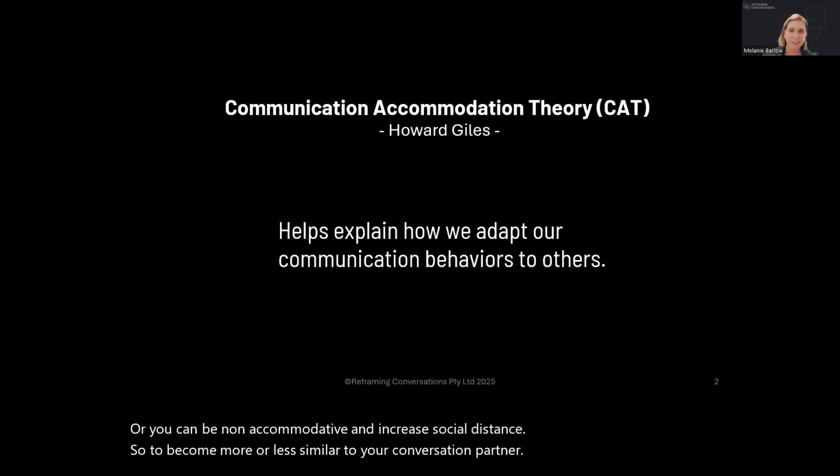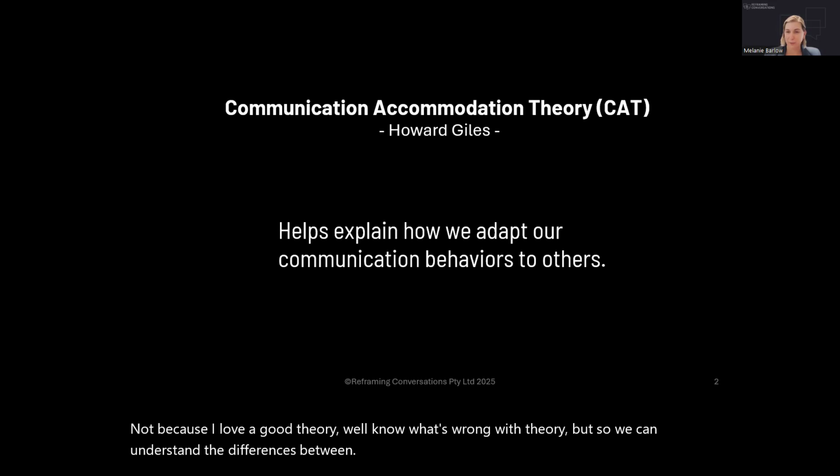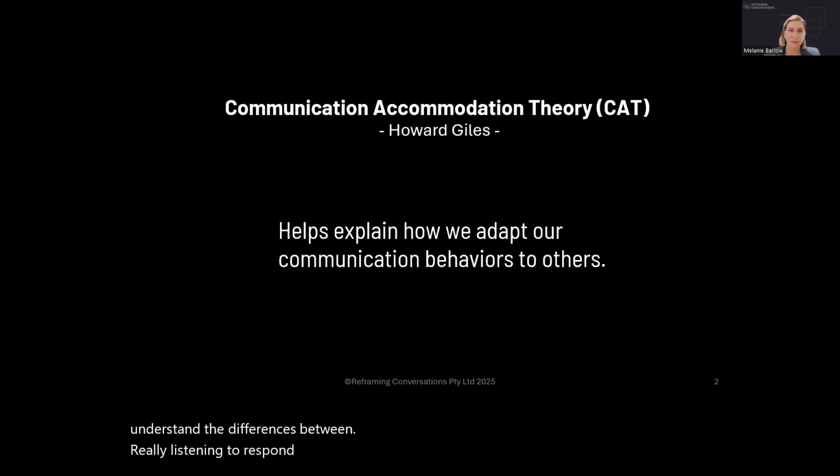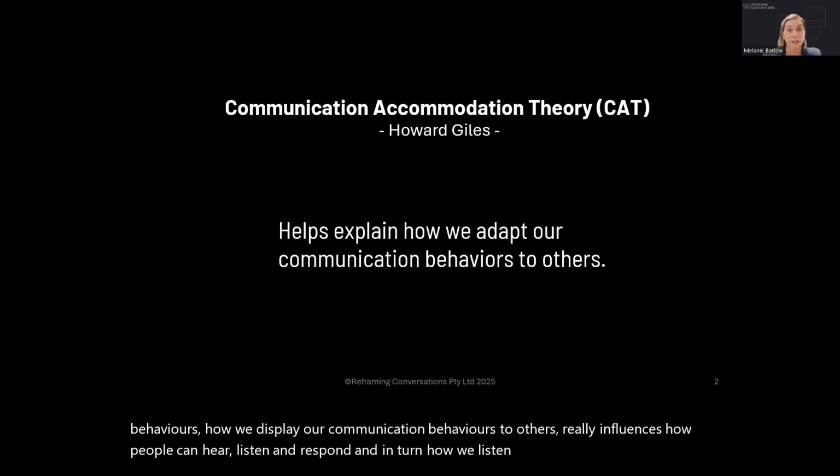And I introduced this theory not because I love a good theory, well, what's wrong with theory, but so we can understand the differences between really listening to respond and to understand in terms of how we adapt our communication behaviors, how we display our communication behaviors to others really influences how people can hear, listen, and respond. And in turn, how we listen, hear, and respond to conversations.